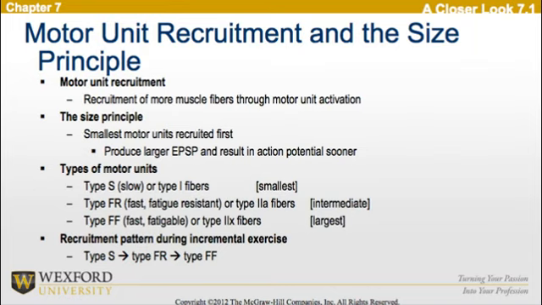There are different types of motor units. We have type S, or slow, which are sometimes called type 1 fibers, and are the smallest ones. We have type FR, which is fast, fatigue resistant, or type 2A fibers, sometimes considered intermediate. And we have type FF, fast and fatigable, or type 2X fibers, which are the largest. The recruitment pattern during incremental exercise is type S, type FR, and type FF.